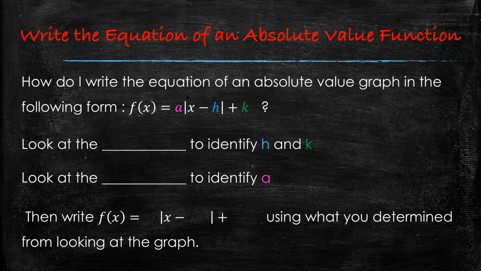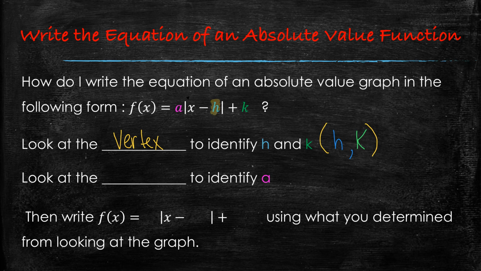So there are two things that you're going to need to find when you write the equation of an absolute value function. The first thing that you need to be able to find is the vertex. We're going to look at the vertex to identify the h and the k. So remember, your vertex is in the format h, comma, k. The x value is going to go in for your h, the y value is going to go in for your k. And then keep in mind that your h goes in right here.